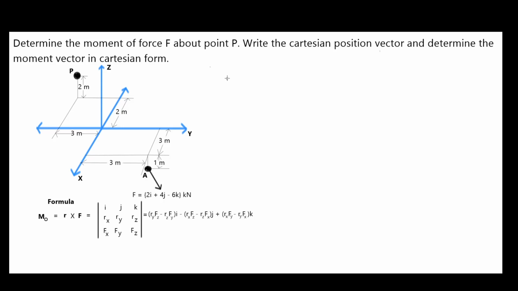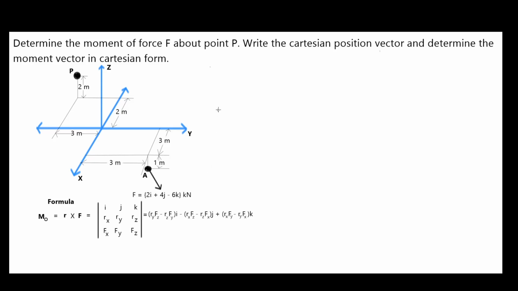For this problem, we're going to determine how to find the moment of a force when it's rotated around a specific point in three-dimensional Cartesian form. The basic way to do this is you want to find your position vector between the 2 points, and then you want to cross it with your force vector given this formula here. We are given our force vector, so essentially all we need to do is find our position vector and then cross it with this.